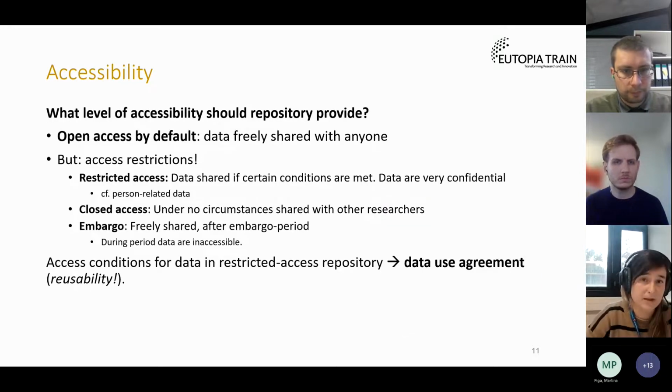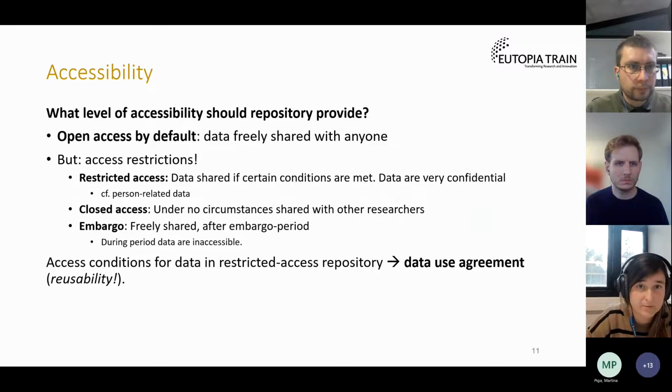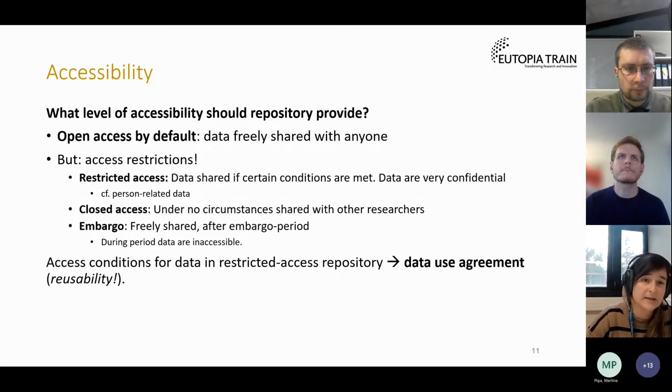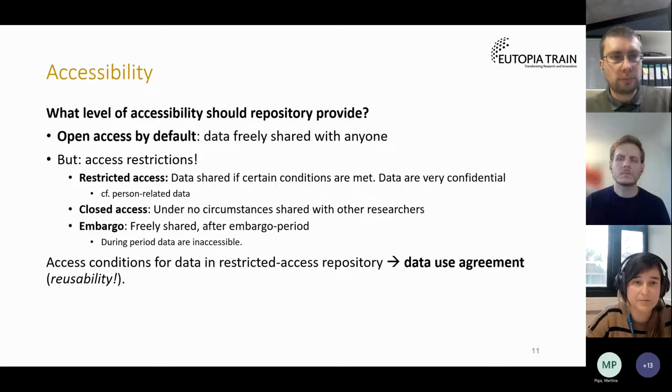Then what level of accessibility should a repository provide? This is also very important because a repository should be open access by default. This means that the data in the repository should be freely shared with anyone. As I mentioned before, not all data can be freely shared with anyone. That's where the access restrictions come in. You can share data in a restricted access. This means that if certain conditions are met, then you can share the data. This is, for instance, for the more delicate information like person-related information.